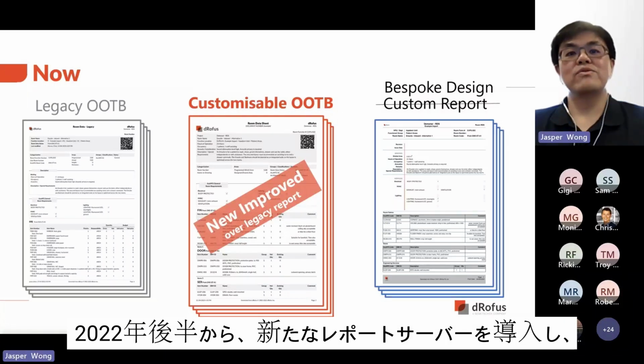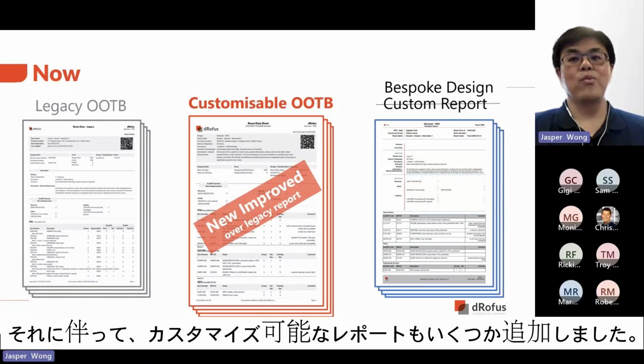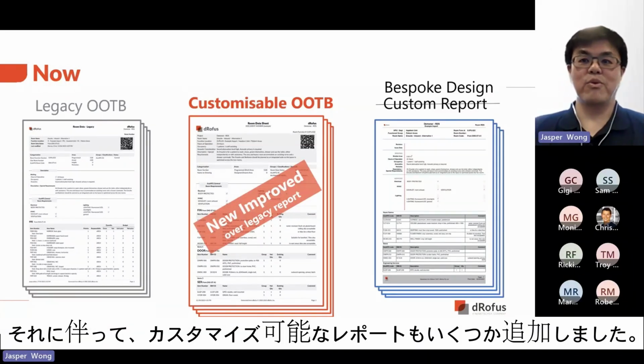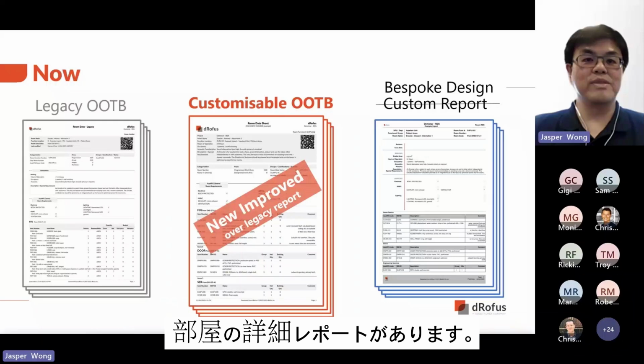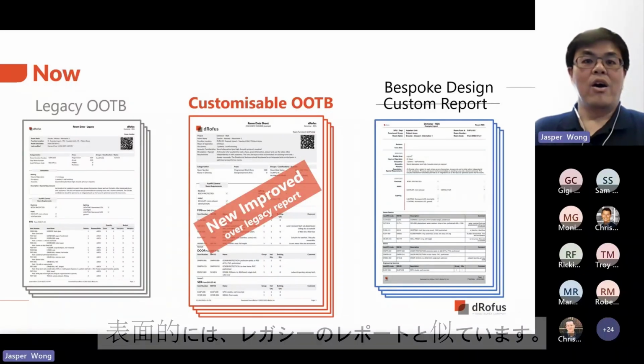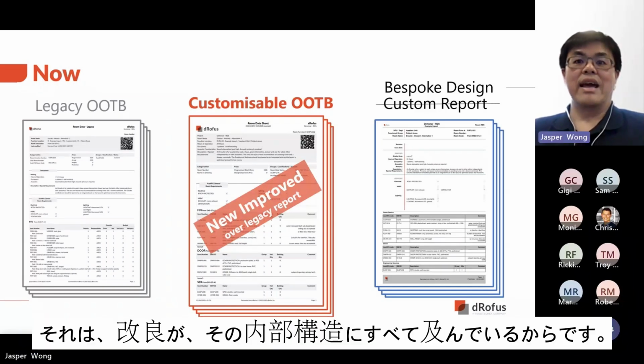From late 2022, we have introduced a new report server, and with it, several new customizable reports. In particular, for the room data sheet, we have the room details report. On the surface, it looks similar to the legacy reports. That's because the improvements are all under the hood.